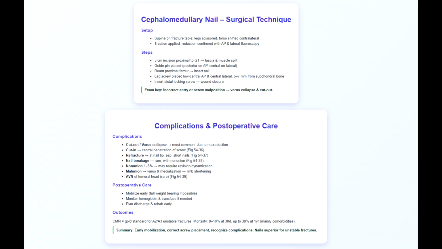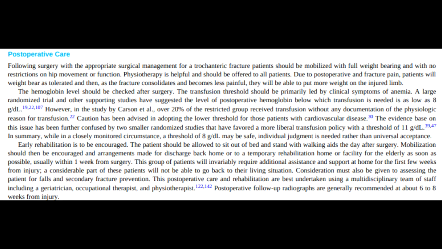Postoperative care. Postoperative management is just as important as the surgical steps. Patients should be mobilized early, ideally with full weight bearing, unless contraindicated. Early rehabilitation reduces complications such as pneumonia, thromboembolism, and deconditioning, which are especially dangerous in elderly patients.